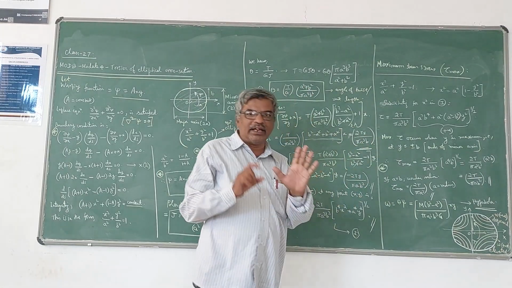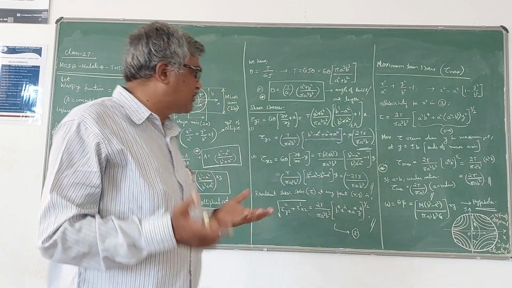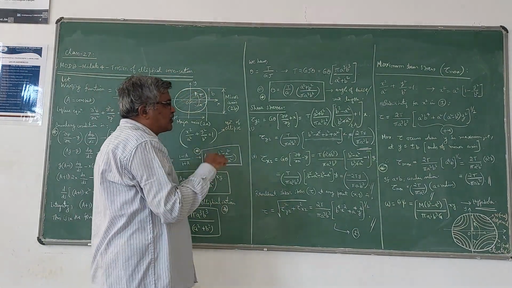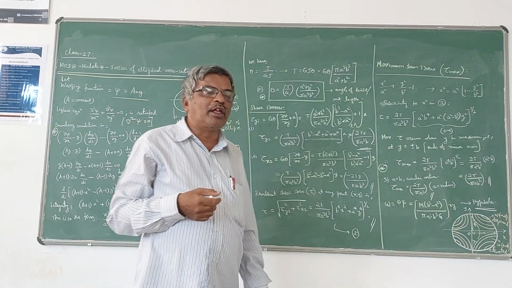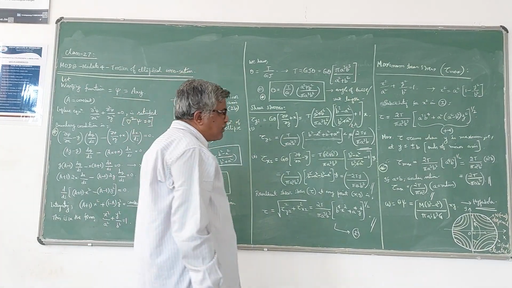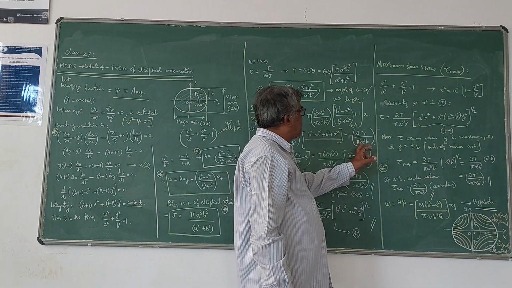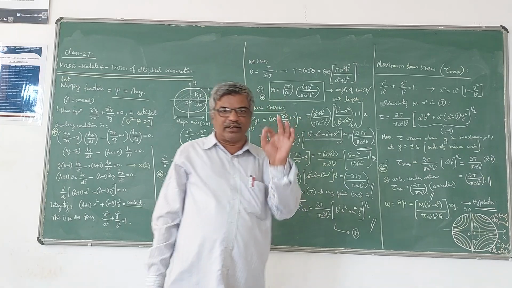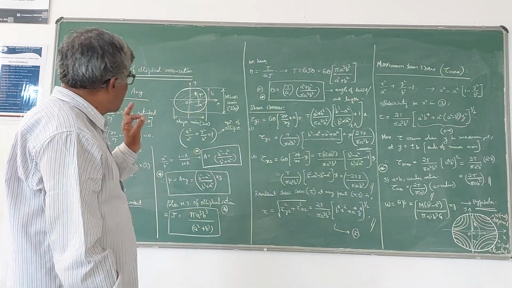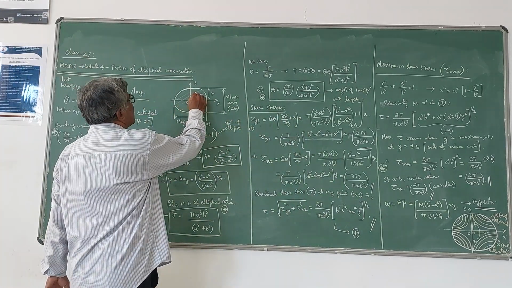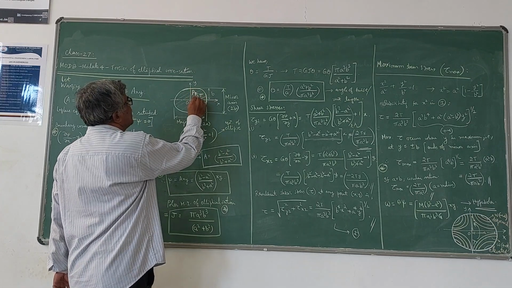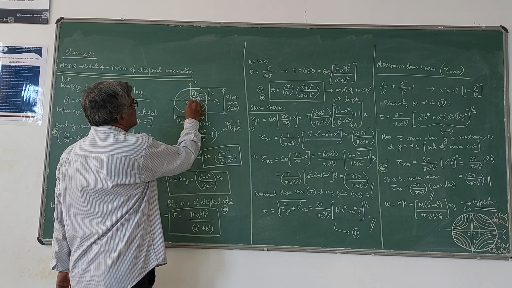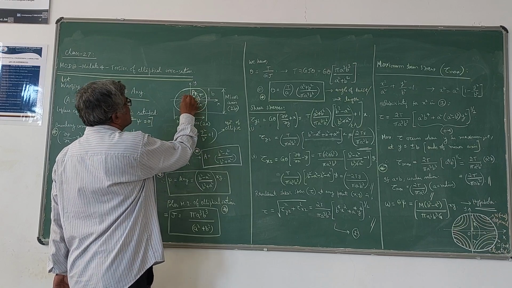Here T is the torque, or the torsion, that is applied on this elliptical cross section. T is normally expressed in newton meter or newton millimeter, x divided by pi a cube b. So x is the distance of any point. For example, I may take a point here. This point has coordinates x and y. So from the origin, this distance is x, and this distance will be y.